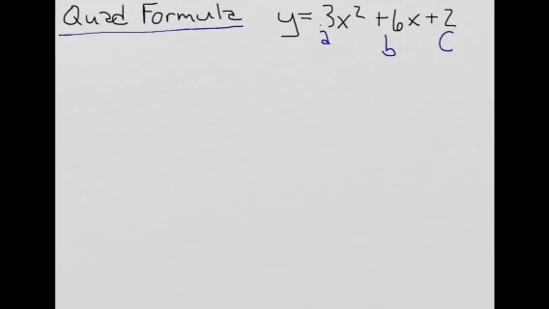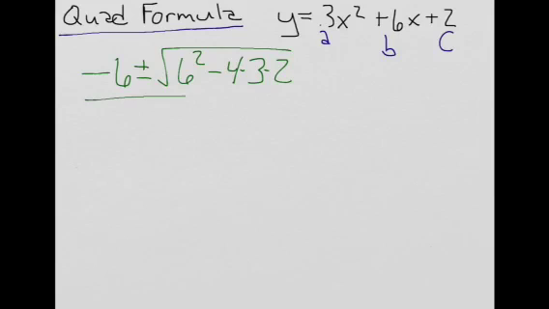So we're always going to go the opposite of our b to start, negative 6 here, plus or minus the square root of b squared, so we're going to go 6 squared, minus 4 times our a of 3 times our c of 2, and then big division bar, 2 times a, which is 3.